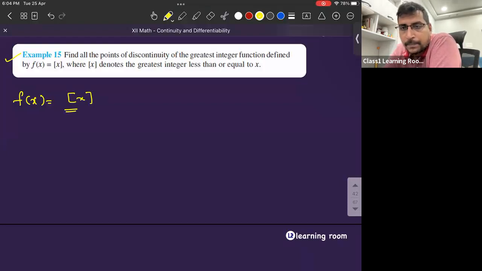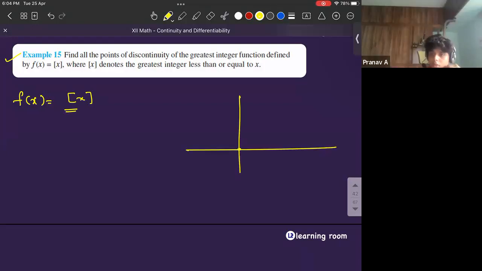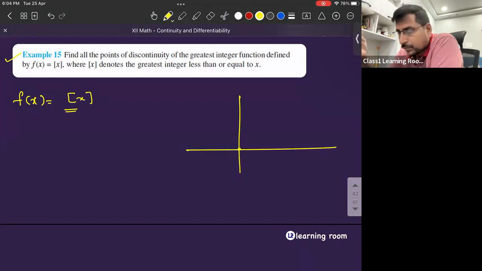You remember the graph? The integer values, at the integral points, right? So it's going to be like this and a circle, like this and a circle, like this and a circle, right? At all the integer points, the function is going to be discontinuous.